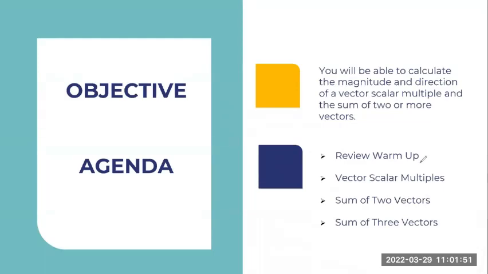So we're going to start with a review warm-up. Then we'll go into vector scalar multiples. Then we'll look at the sum of two vectors, and then we'll go over an example of if there's a sum for three vectors.